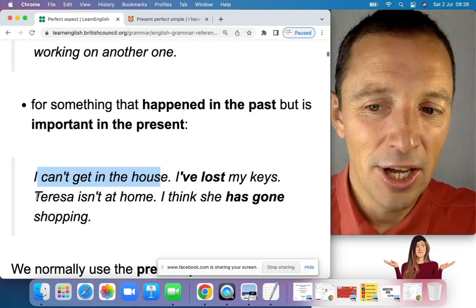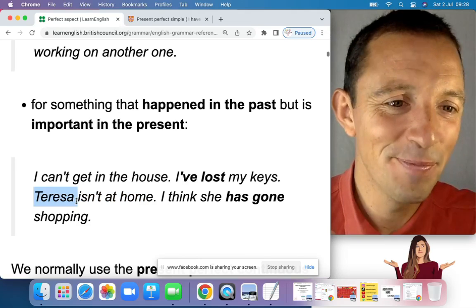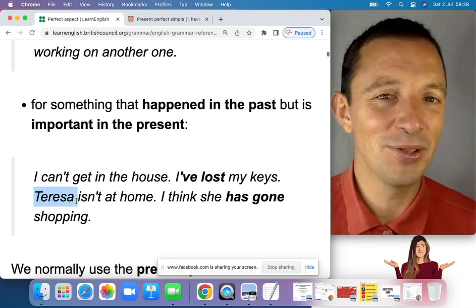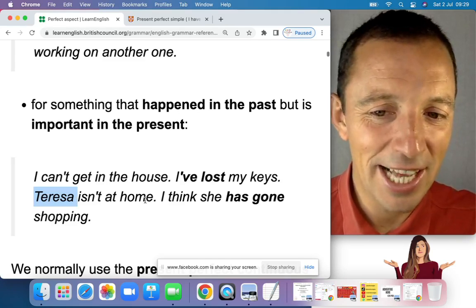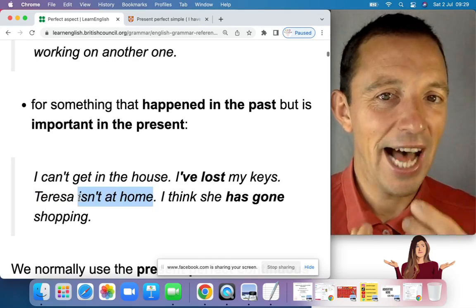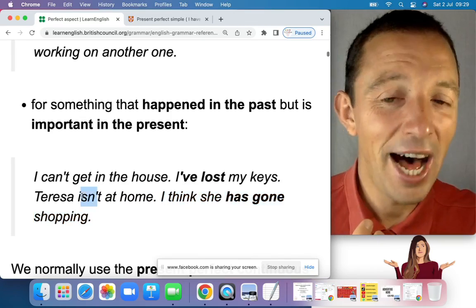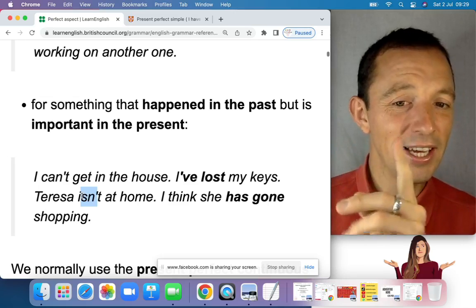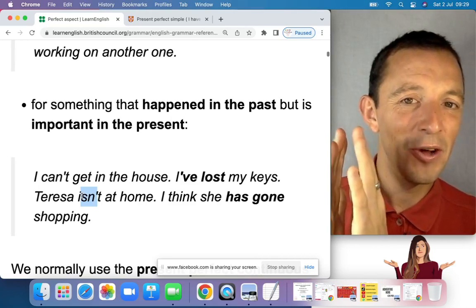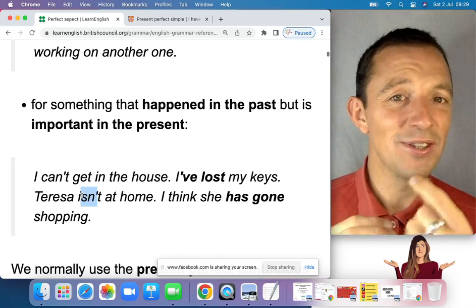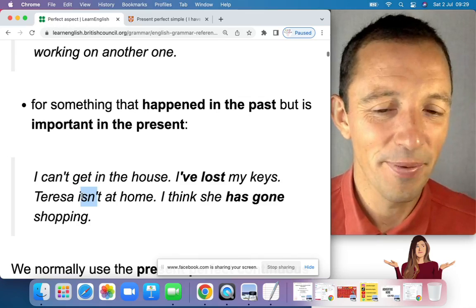Next sentence. Teresa isn't at home. Teresa or Teresa, I think there are different pronunciations. Teresa isn't at home. She is not at home. I think she has gone shopping. So she is not at home. I think she has gone shopping. So to go shopping is in the past, but it continues to be very important and relevant to the present. She has gone shopping.